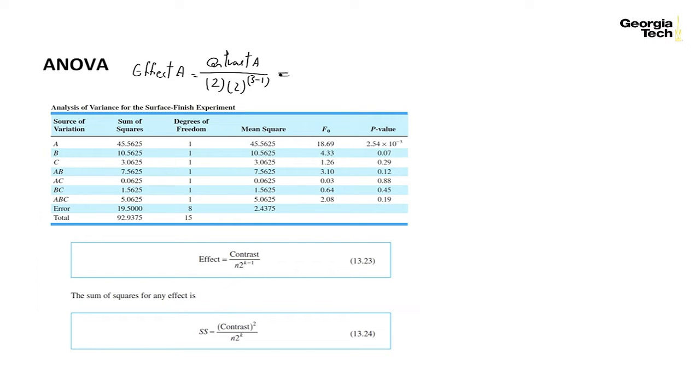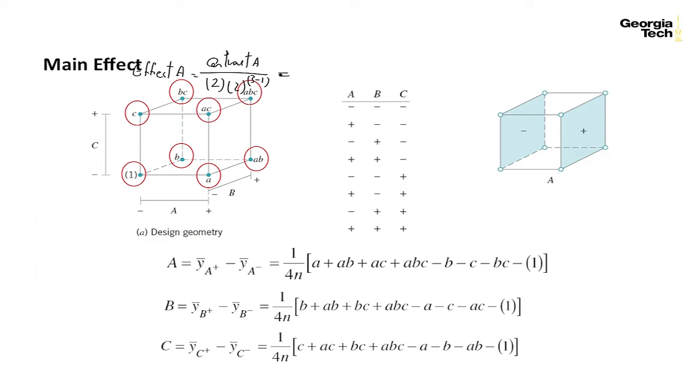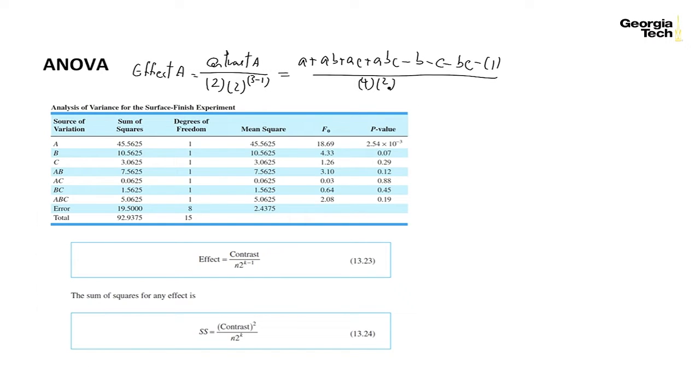If I go back, that's the contrast of A, which is A plus AB plus AC plus ABC minus B minus C minus BC minus 1, divided by 2 to the power of 4 times 2. So that's how we calculate the effect of A here. If we do the math, the effect of A would be 3.37 in this example, and we can do the same thing for other factors.